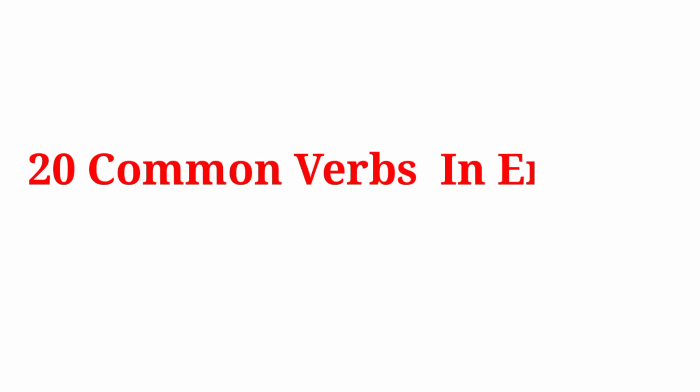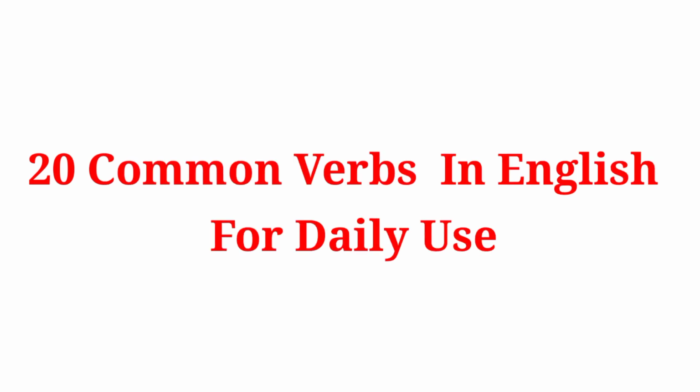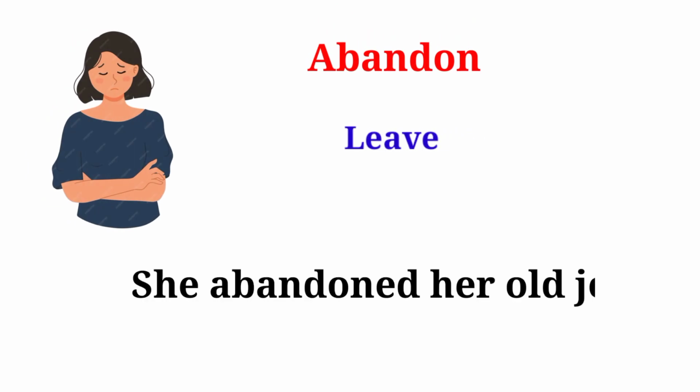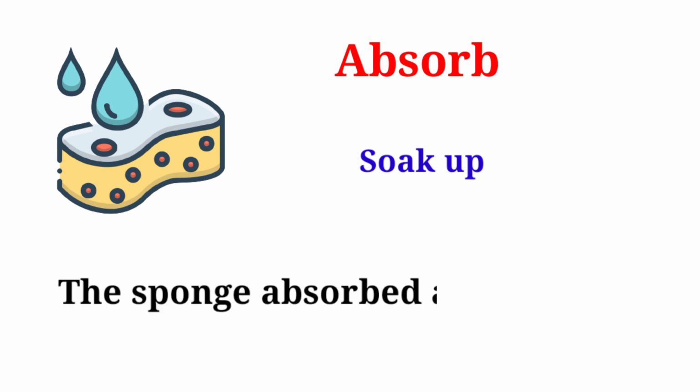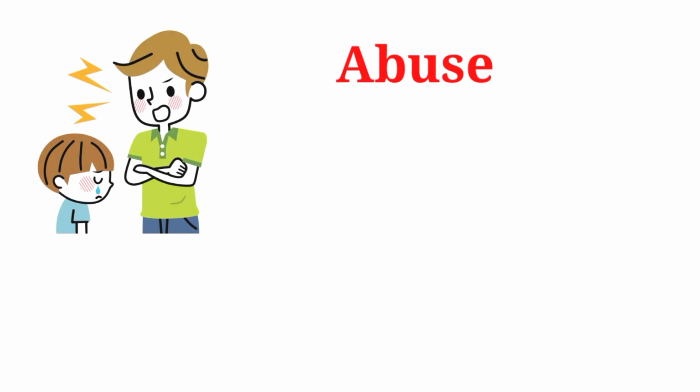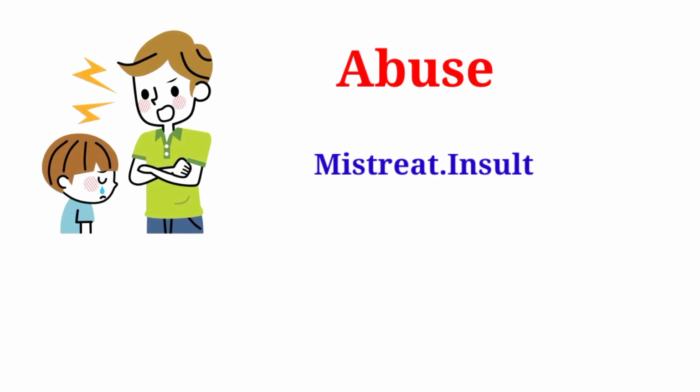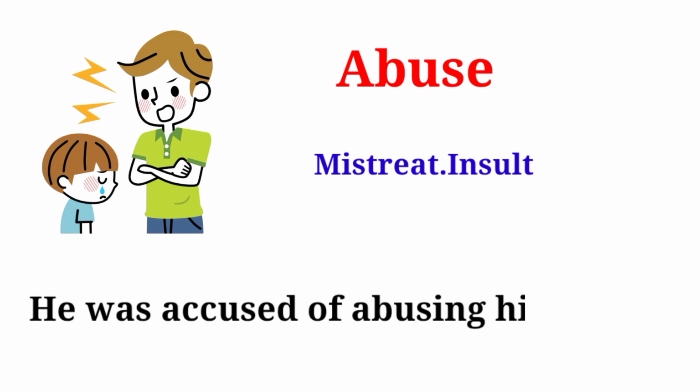20 common verbs in English for daily use. Abandon. Leave. She abandoned her old job. Absorb. Soak up. The sponge absorbed all the water. Abuse. Mistreat. Insult. He was accused of abusing his power.